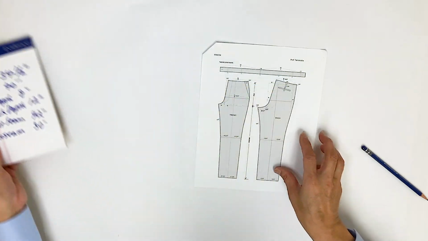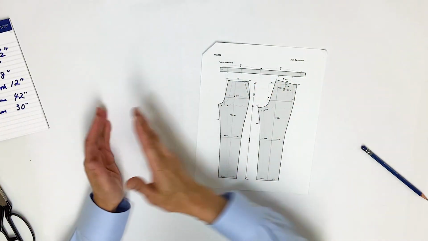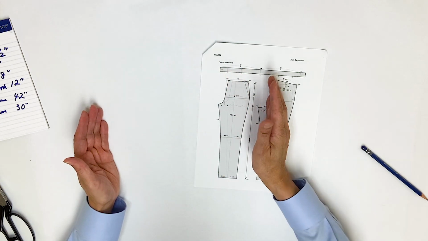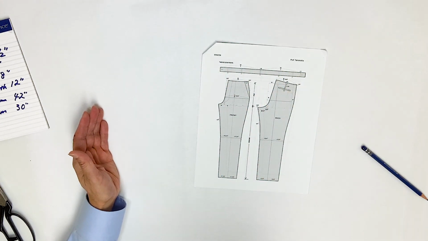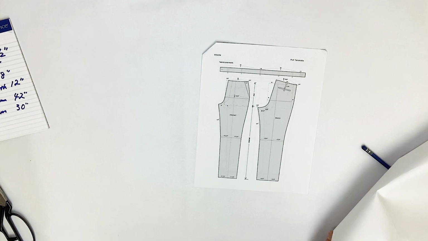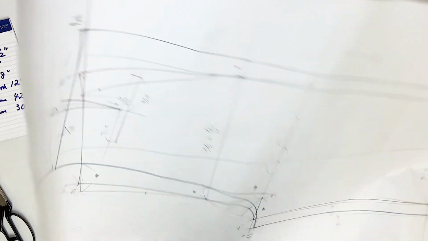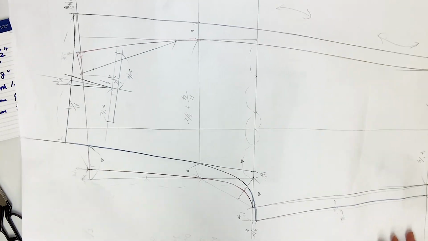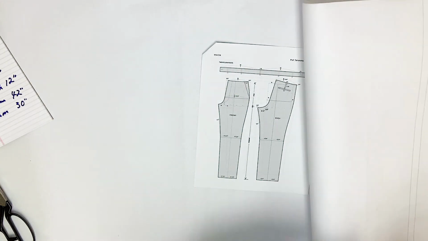All right. So I'm going to draft this direction. This is the waist, hip, crotch, and then inseam. When the draft is finished, it will look like this. All right. So let's start.